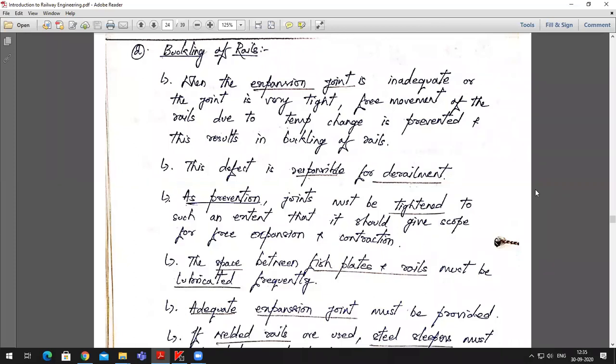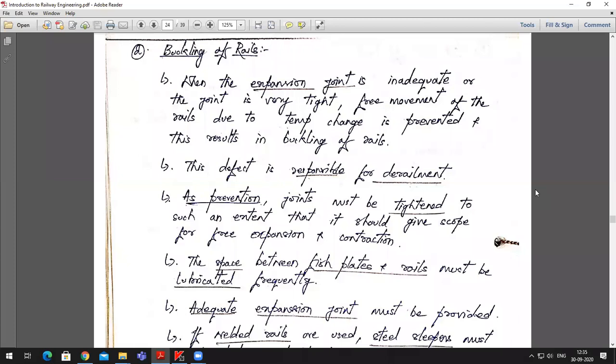So as a prevention, you need to have a frequent check of these joints. Joints must be properly designed. The fish plates, fish bolts, etc. must be properly maintained. And a close look at these joints is very important. If the joints are not maintained properly, then it is going to cause a lot of problem, especially the spacing between the rails.